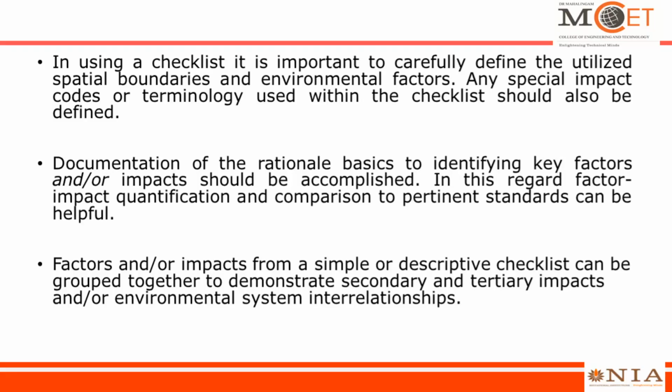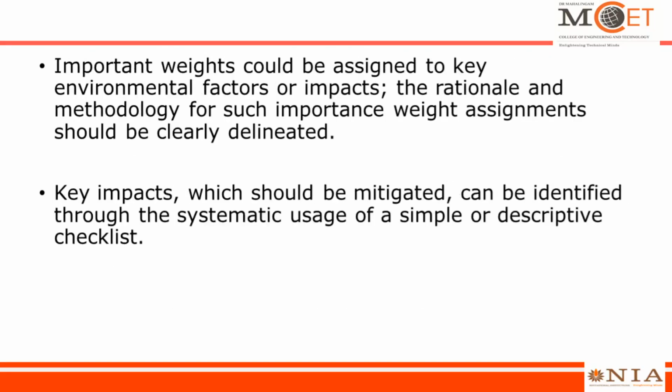The factors and impacts from a simple or descriptive checklist can be grouped together to demonstrate secondary and tertiary impacts. We have seen in the previous session that simple and descriptive checklists actually don't deal with secondary and tertiary impacts. Very rarely can you get them from the descriptive checklist, but it is possible if you group some of them. That task has to be done, and only then can you get the secondary and tertiary impacts. Simply from a particular checklist you cannot get those impacts.